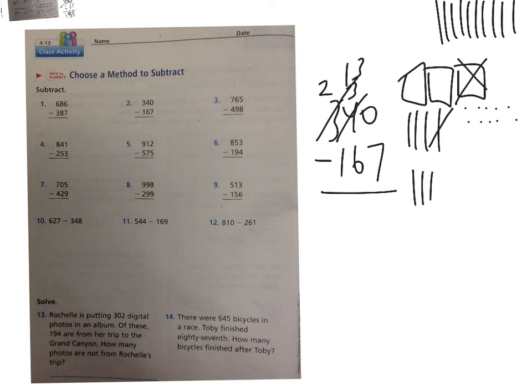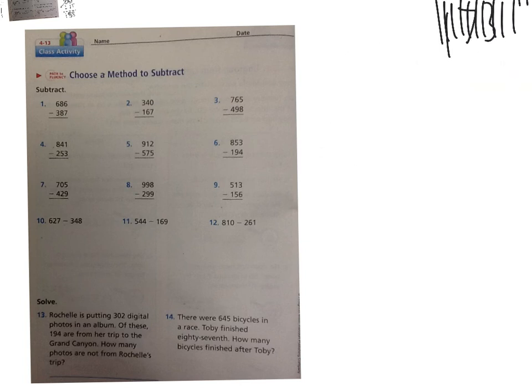See, because then 1, 2, 3, 4, 5, 6, 7, 8, 9, 10 plus the 3 I already had is 13. Now this becomes a 10. I forgot to do that. 10 minus 7 is 3. 13 minus 6 is 7. 2 minus 1 is 1. Alright, so you guys can do them however you want to do them.